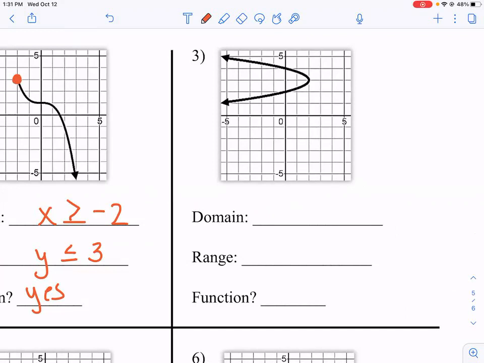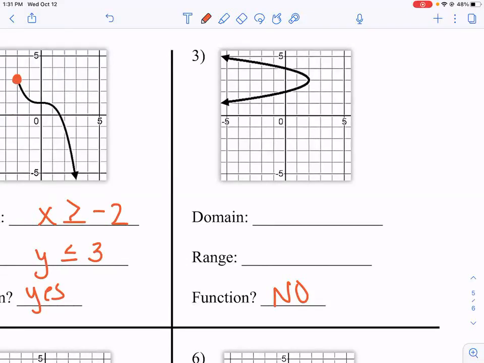I'm going to go backwards. Is this a function? No. No, it fails the vertical line test. Okay. Yes, but you don't need to worry about it until algebra 2.